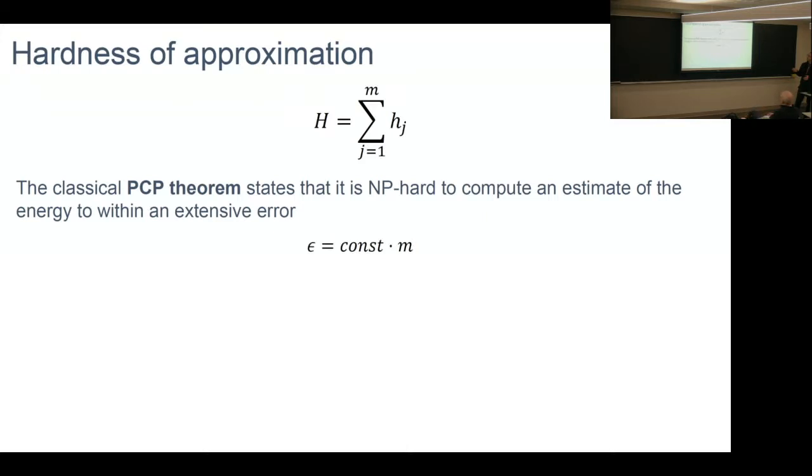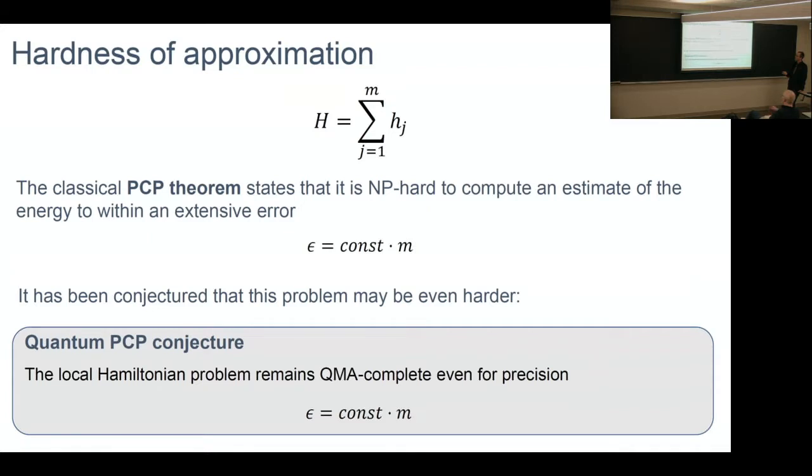Before we were talking about QMA-hardness, but both QMA and NP kill this idea of efficient computation. Okay, so it's NP-hard to compute an estimate of, let's say, the ground energy within an error that scales with the number of terms. So that already kills the idea of efficiently computing approximations in this sense.